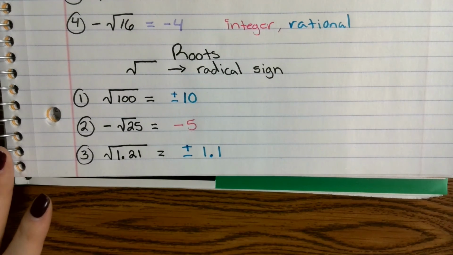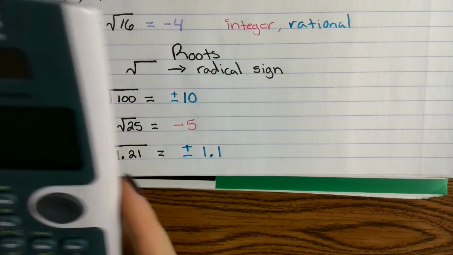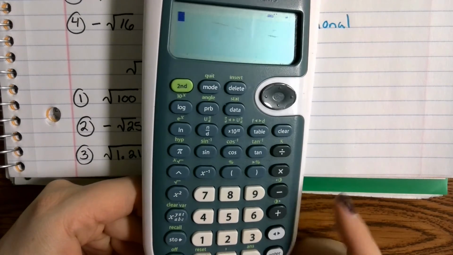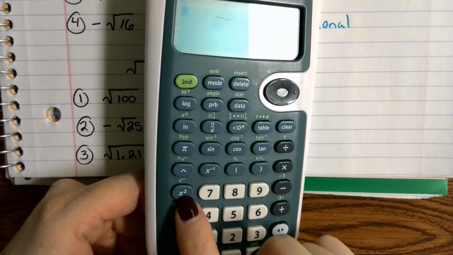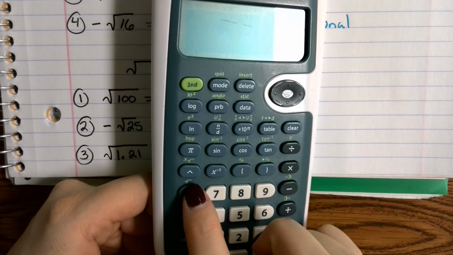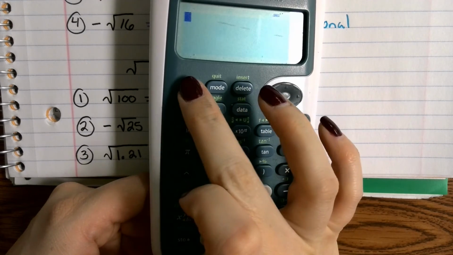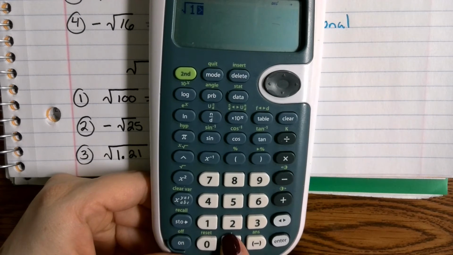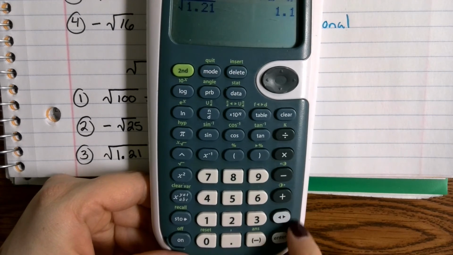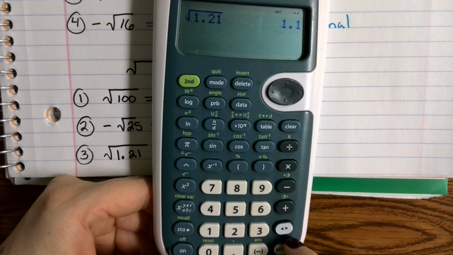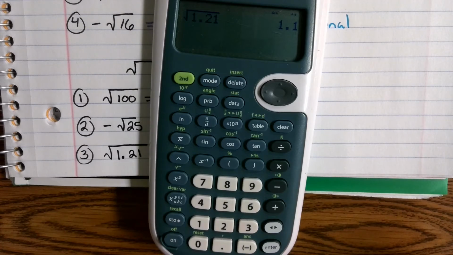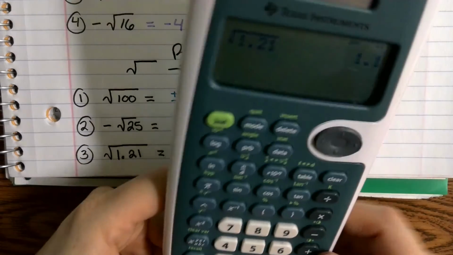Now, your calculator will only tell you the positive root. Your square root symbol is right here in green. So what do you have to press first to get that root symbol? Second. So if you hit second and hit the symbol, then you can type in 1.21 and enter, and it'll tell you 1.1.